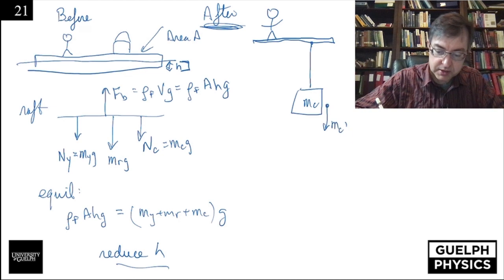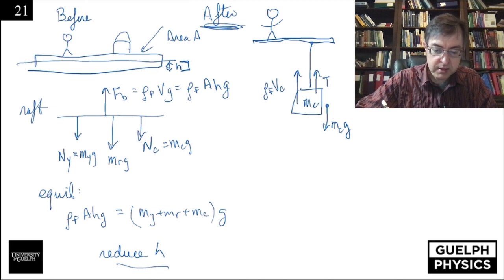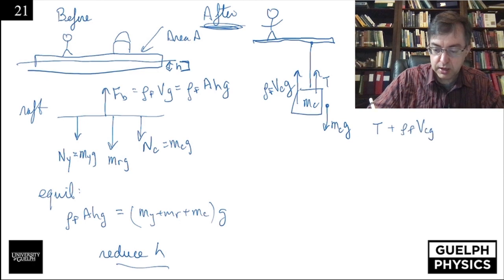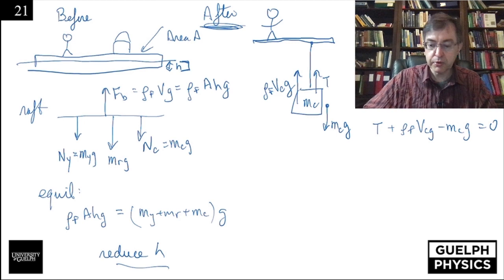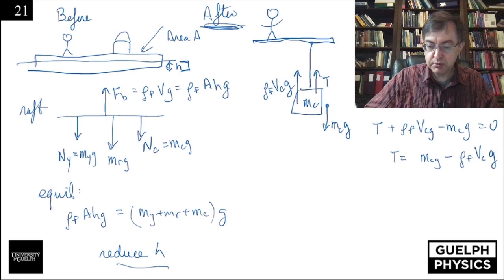You have M_C G acting downwards. You have a tension in the rope acting upwards on it, and you have an additional buoyancy force acting upwards, rho F times the volume of the chest times G. And so you must have that tension plus rho F V_C G minus M_C G is equal to 0 if the chest is going to be in equilibrium. And that means you can determine the tension in the rope. It's M_C G minus rho F, volume of the chest, times G.